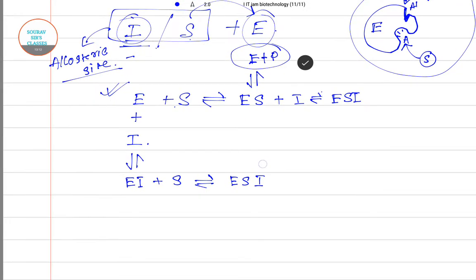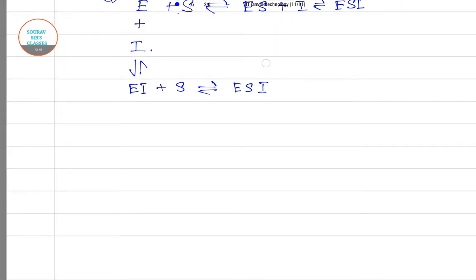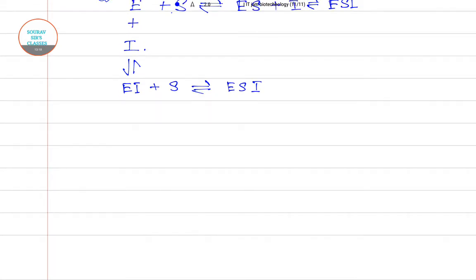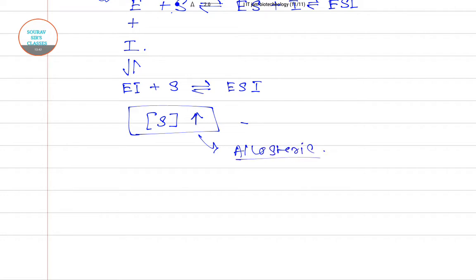So this is all about the non-competitive inhibition, but you also have to remember that, unlike the competitive inhibition, where you could overcome the inhibition by increasing the substrate concentration, here if you increase the substrate concentration, we cannot overcome the non-competitive inhibitor, because there is always another site, the allosteric site, where they bind to the enzyme. Okay, so this was the competitive and the non-competitive inhibition.